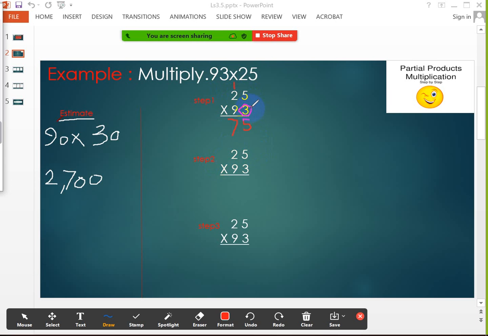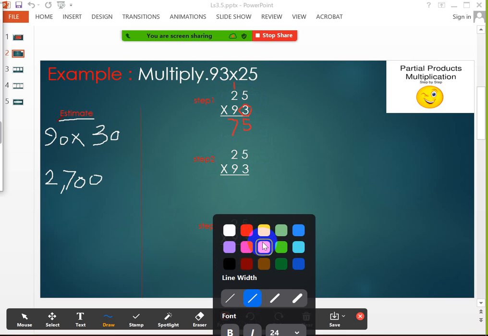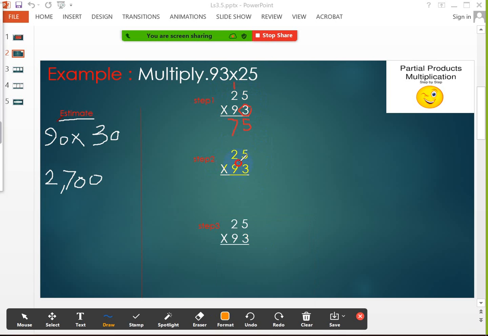Now, after that, we multiply the ones digit. Now I want to move to multiply the tens number with the 25. So what I have to do, this is the strategy. First thing, the answer for the first step was 75. So I will write it here, 75. Now I will find the answer for 9 in tens digit multiplied with 25.